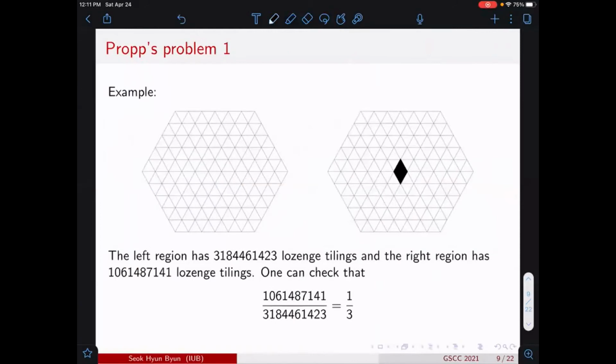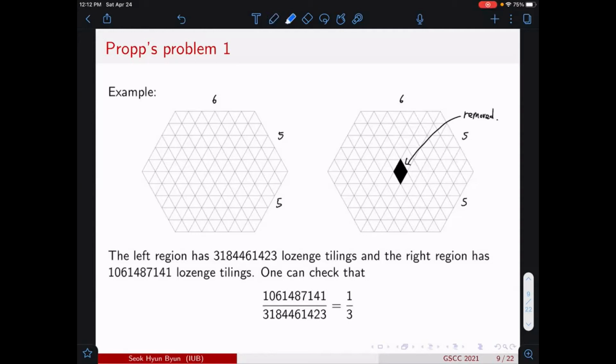So on the left, we have a hexagon, right? This is a hexagon of side lengths 6, 5, 5, 6, 5, and 5. And on the right, I drew the same hexagon, 6, 5, 5. But there's one difference. I delete the central lozenge here. I remove it. So this one is removed.